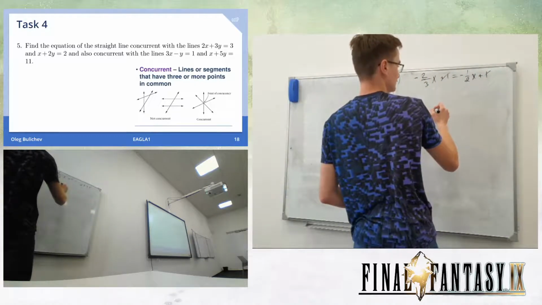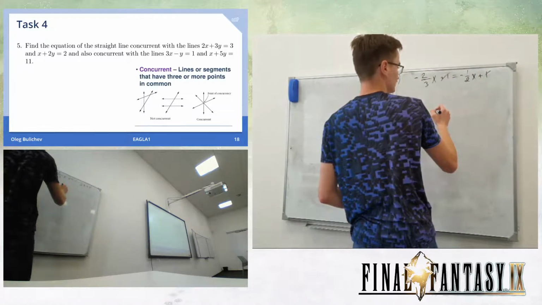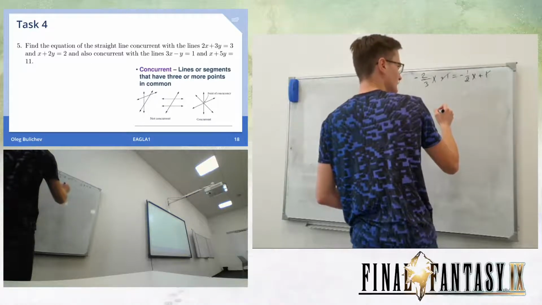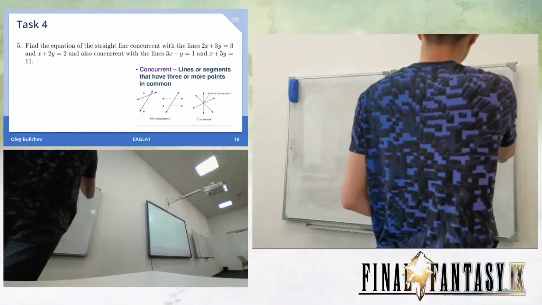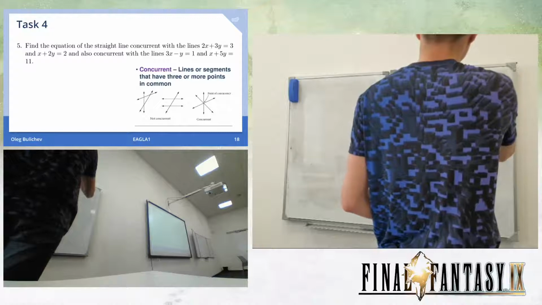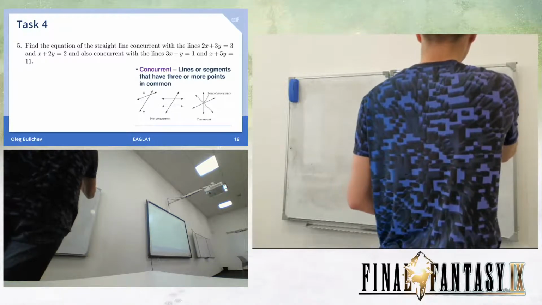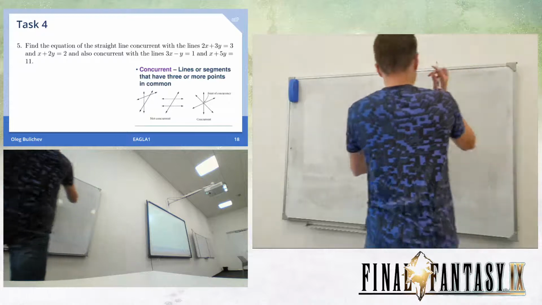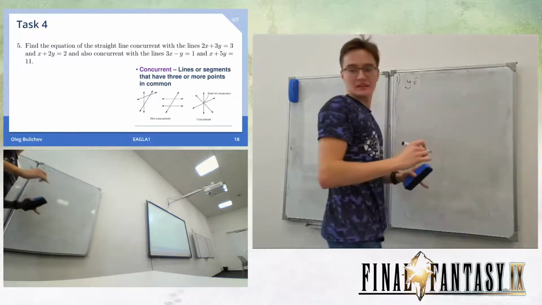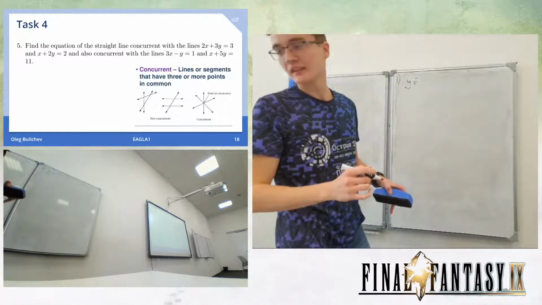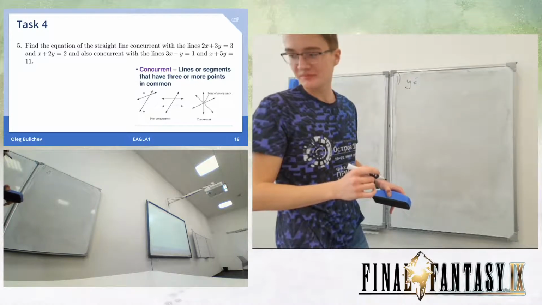The answer is x minus y plus 1 equals 0. You need to write the system of linear equations, not put it in one equation.